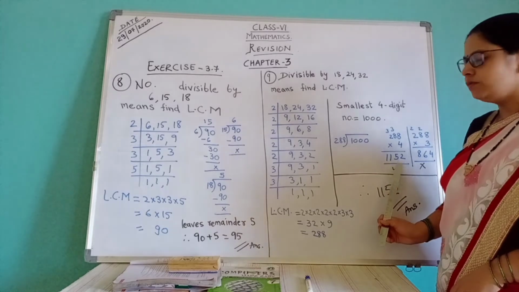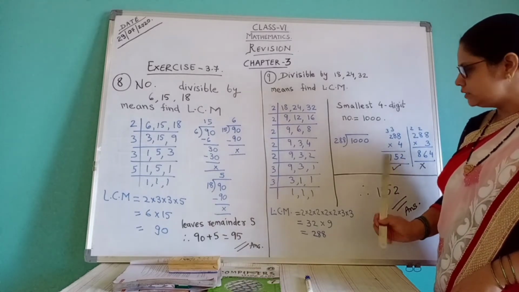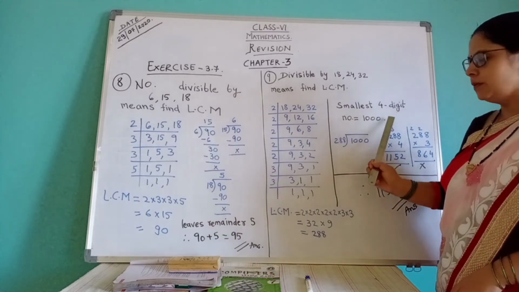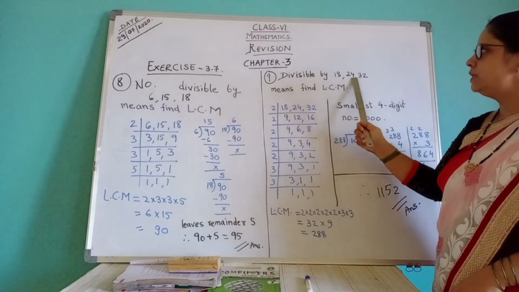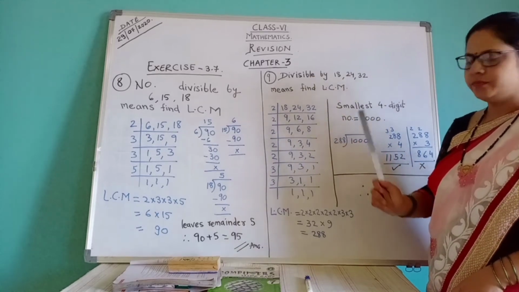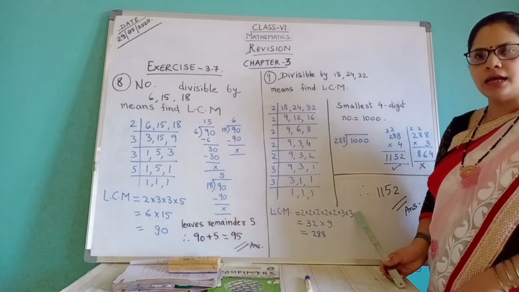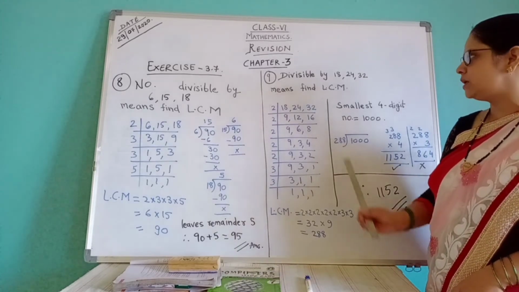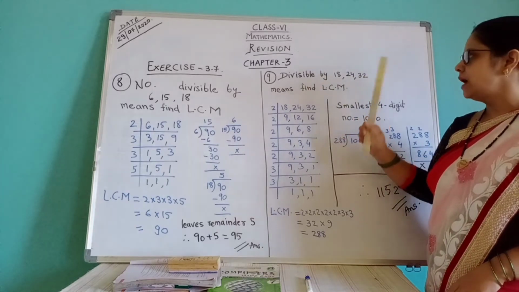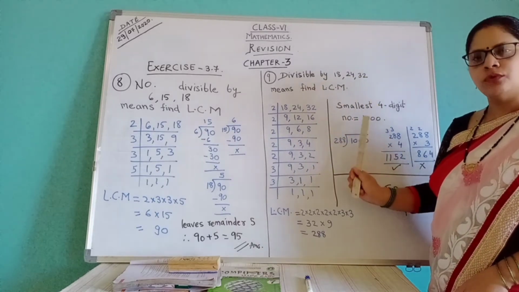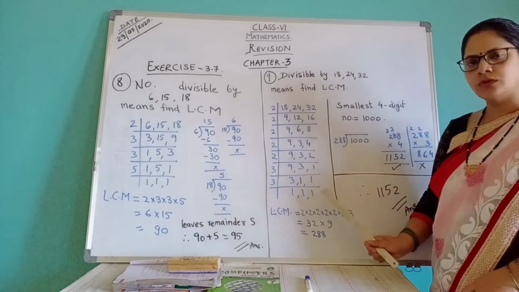So 1152 is the only 4-digit number which is exactly divisible by the given numbers. So 1152 is the answer which is exactly divisible by these three numbers and which is also a 4-digit number. So this completes question number 9.